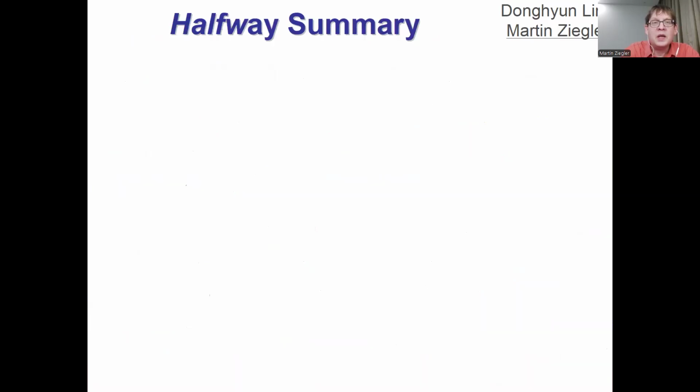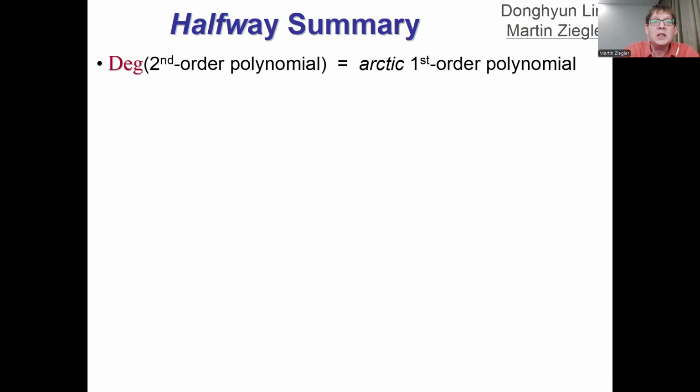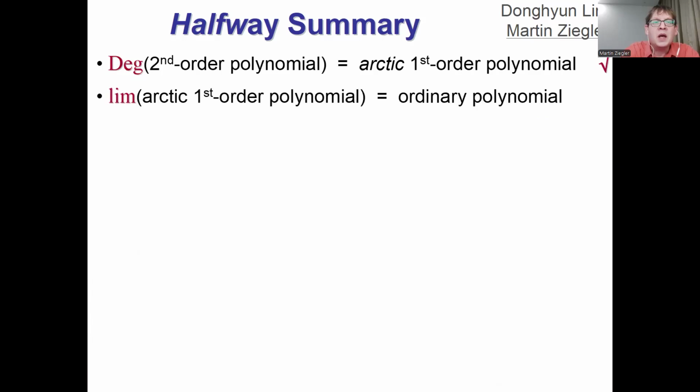So now we're already halfway through the presentation. Take-away message: the degree of a second order polynomial is an arctic first order polynomial involving the maximum operation. For all sufficiently large arguments, arctic polynomials coincide with a unique ordinary polynomial, which we denote their limit, and the degree of that ordinary polynomial actually turns out to coincide with the nesting depth of the function variable phi.